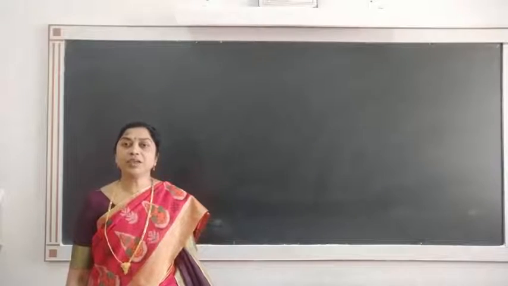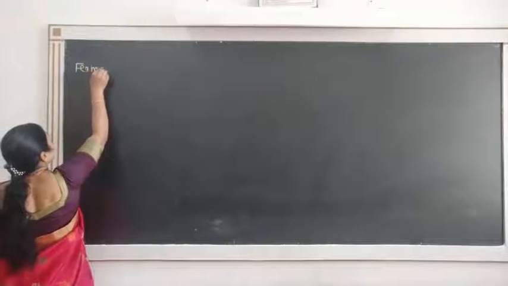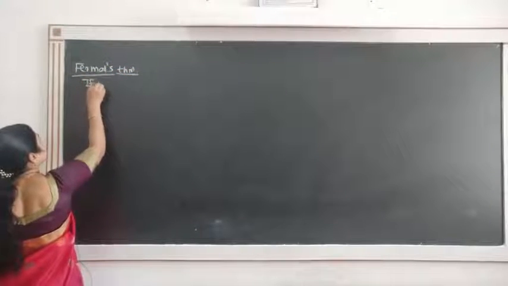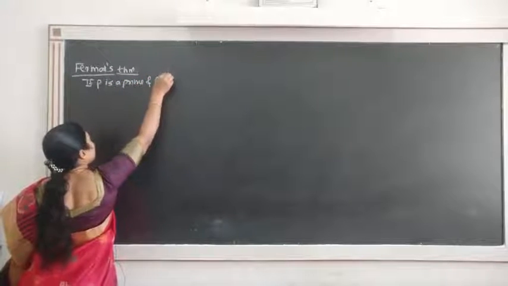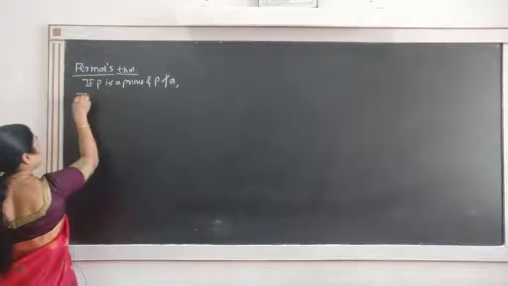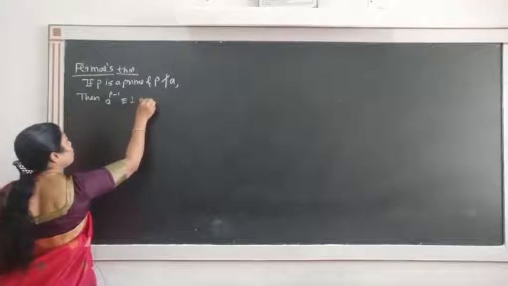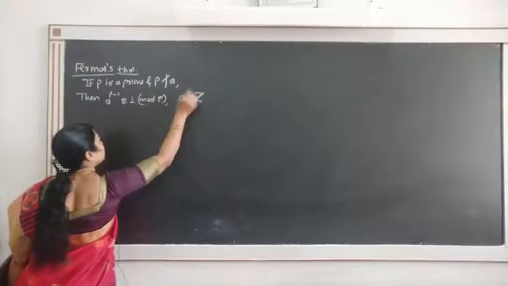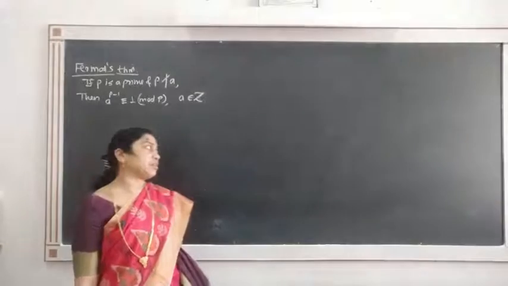Hello friends, in the previous lecture we have seen Fermat's theorem. It states that if P is a prime and P does not divide A, then A raised to P minus 1 is congruent to 1 modulo P, where A belongs to Z. Today we are going to see some examples on this Fermat theorem.